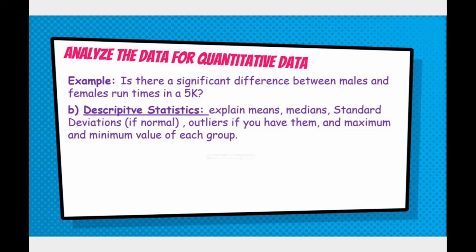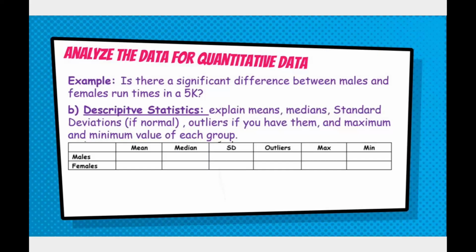And then we're going to use descriptive statistics, such as means, medians, standard deviations, outliers if we have them, and maximum and minimum values of each group. We can do this on our calculators with 1-var stats, or we can use Google Sheets, maybe even the old Google Sheets that we used in Unit 9, where you had that practice page. It calculates means, medians, and outliers, and I think maximums and minimums. Actually, I don't think it does the standard deviations. That was only in our calculators.